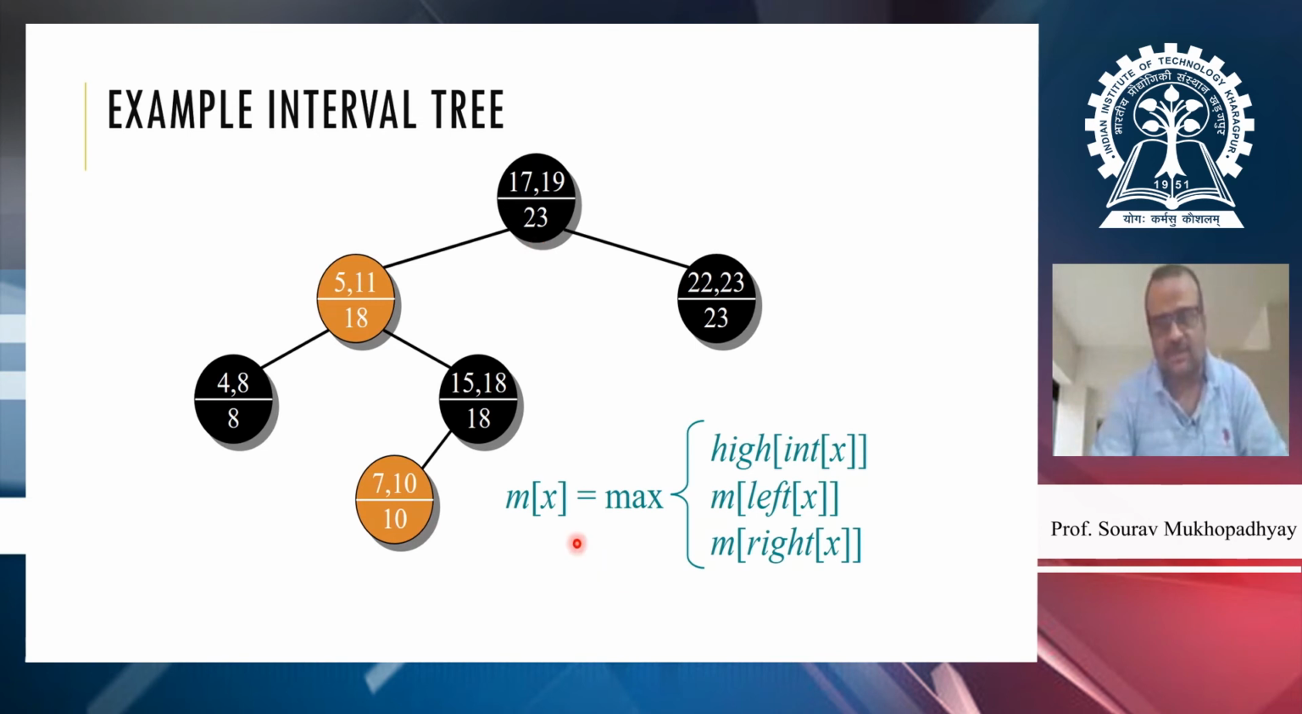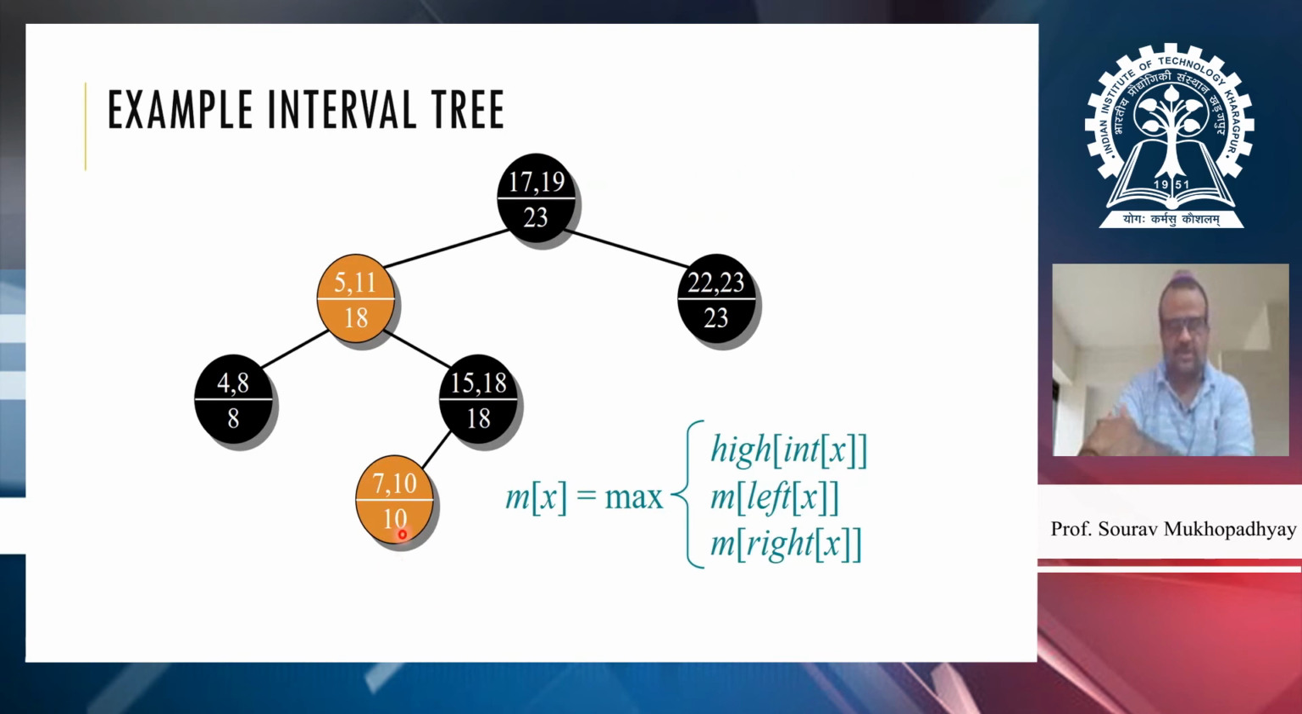Now what is the formula for this max? Max will be the max of the left, the max of the right, and the high. This is the interval, so there is a high of the interval: the low end point and the high end point. Among these three, whichever is the maximum, whether the max of left, the max of right, or the high end point of this interval, that will be our field.